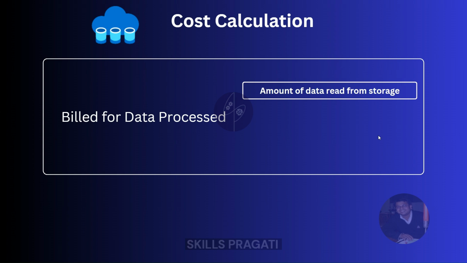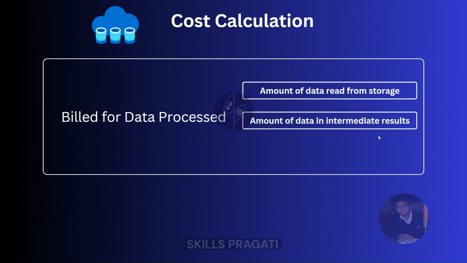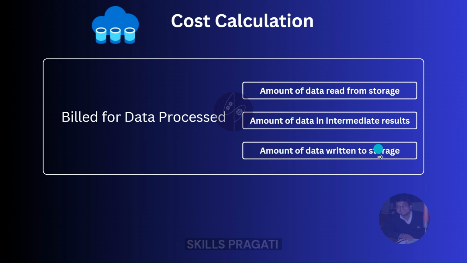Some of the file formats, such as Parquet and Delta Lake, also contain metadata. So the amount of metadata read will also be included for billing. Secondly, some queries will require data to be transferred among compute nodes as part of the query execution. This data will also be included for billing. Finally, we can use create external table statements to write out data to storage using Serverless SQL. That will also be considered part of the data processed. So it's these three components which make up the total amount of data processed.